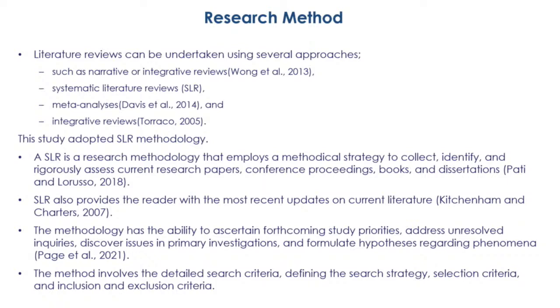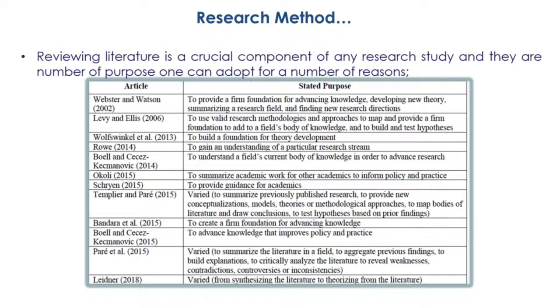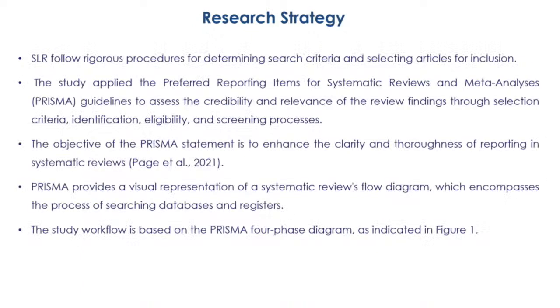We conducted it because its purpose is collecting and identifying rigorous research papers, and it also assists us in getting current literature, and it has the ability to point to upcoming priorities. One could conduct a systematic literature review to find new research directions, or as a foundation for developing a theory, or perhaps to improve policy, or to look at guidelines for academics. So there are a number of purposes for which one could conduct a systematic literature review. And with this study, we are conducting it so that we could perhaps give guidelines to those policymakers.